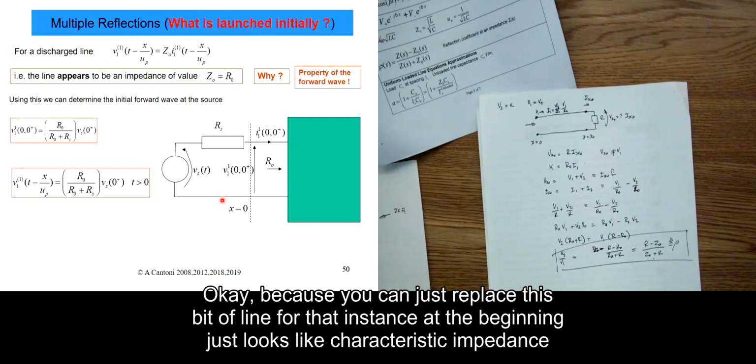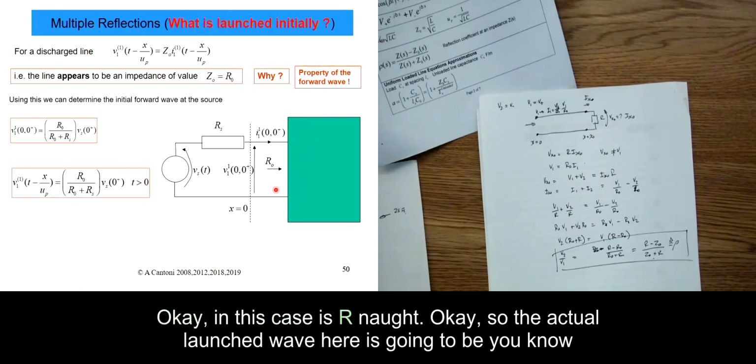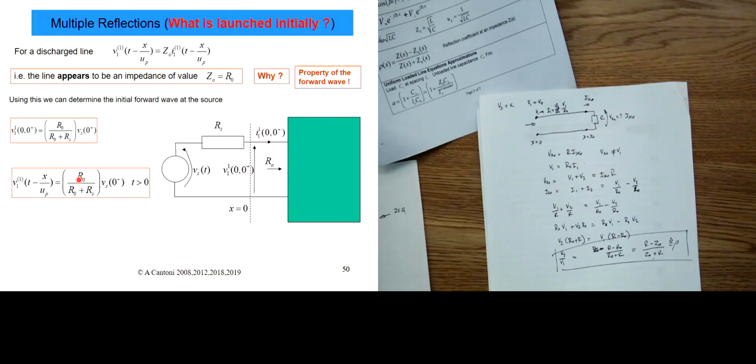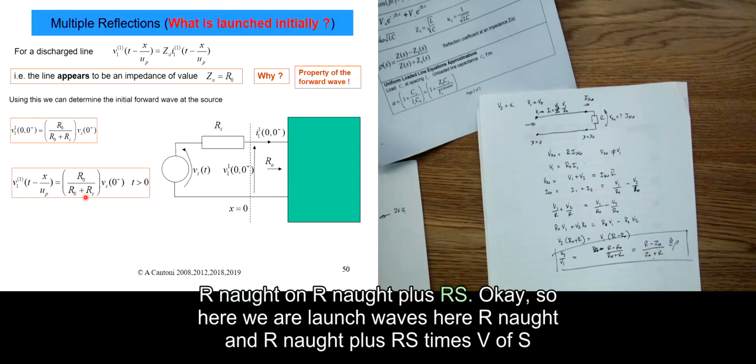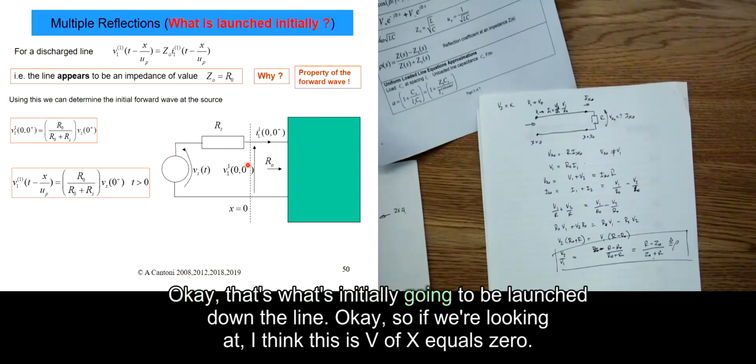Okay, because you can just replace this bit of line, for that instant at the beginning, with the characteristic impedance. In this case it's R naught. So the actual launched wave here is going to be R naught on R naught plus RS times V of S. Okay, that's what's initially going to be launched down the line.